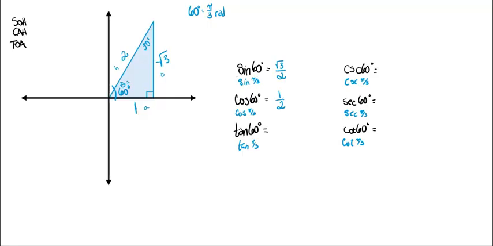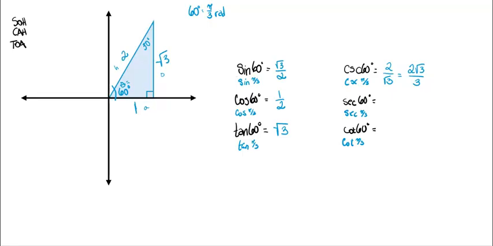But anyway, back to tangent. Tangent is opposite over adjacent. So it's going to be the square root of 3 over 1, which just simplifies to the square root of 3. Pretty simple. Cosecant, secant, and cotangent are reciprocal functions. Cosecant is going to be 2 over the square root of 3, which simplifies, because I have to multiply both the numerator and the denominator by the square root of 3 to rationalize the denominator. So this will simplify to 2 square roots of 3 over 3. This is how you need to write it every time. 2 square roots of 3 over 3.